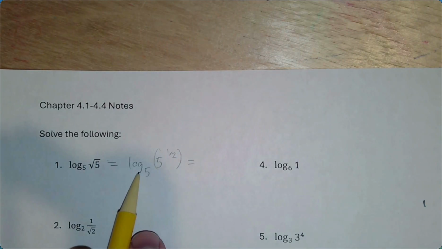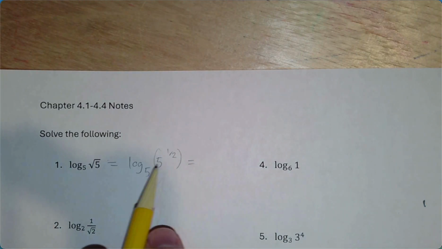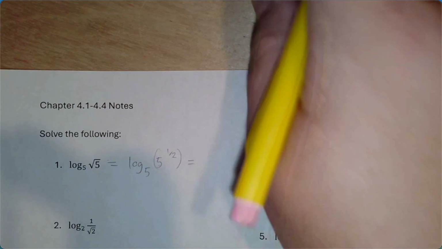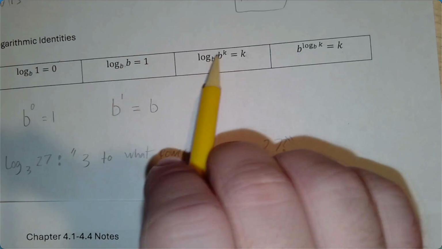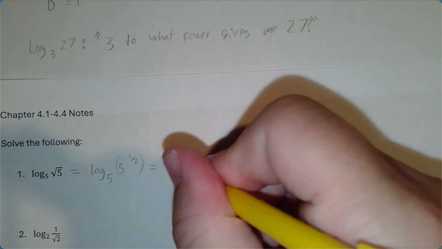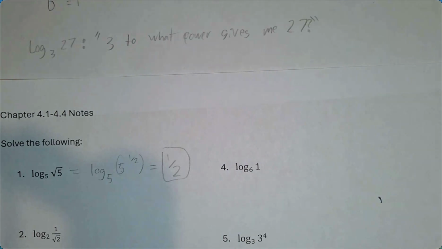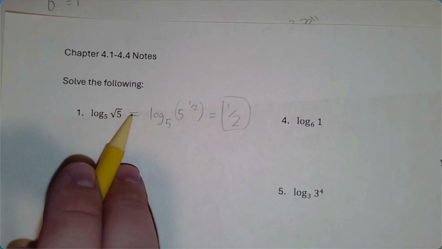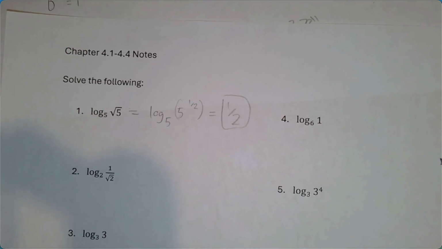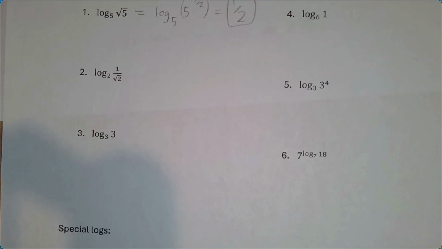So in other words, a log is saying 5 to what power gives me 5 to the 1/2 power, and hopefully that sounds redundant, and we're looking at this formula right here. I just needed to deal with the square root to see that, so the answer here is 1/2. What exponent is on 5? 1/2. Done. Okay, let's keep on going.